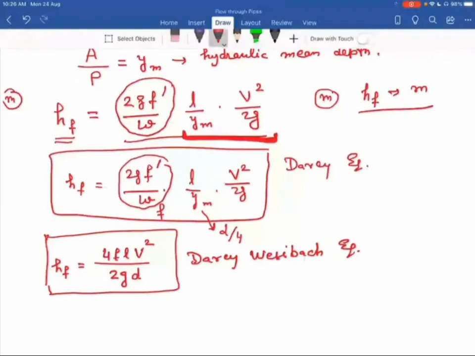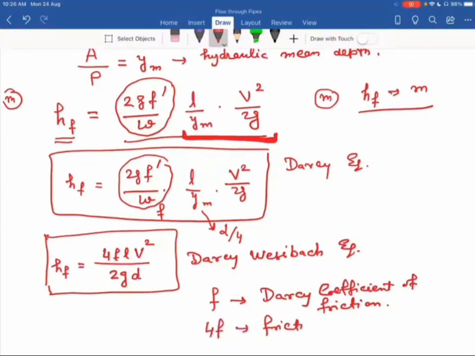Okay, so in this equation, the term F that we call as Darcy coefficient of friction. Okay, F is called Darcy coefficient of friction. This combined term 4F that we call as friction factor. 4F we call as friction factor, and simple F term we call as Darcy coefficient of friction. Okay, so you have to keep this in mind when you are solving the numericals. So in numericals either Darcy coefficient of friction is given or the friction factor is given. So when friction factor is given, that is 4F. When Darcy coefficient of friction is given, that is simply F.